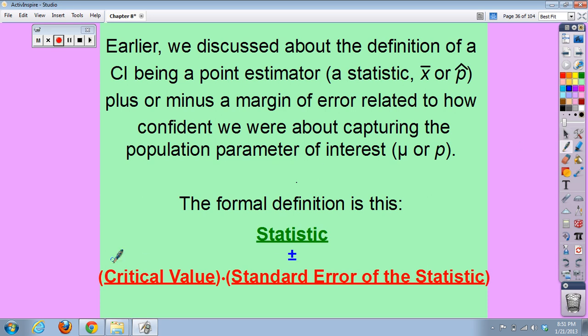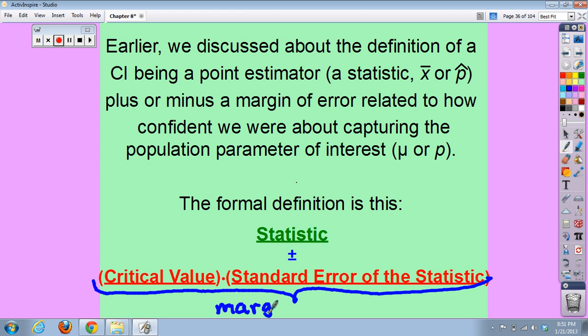our margin of error. This plus or minus part, we will still refer to every once in a while as the margin of error, but the margin of error is made up of 2 individual pieces. It consists of a critical value and a standard error part. The standard error part will look very familiar. The critical value part will look familiar, but we will have to calculate some values for those critical pieces.